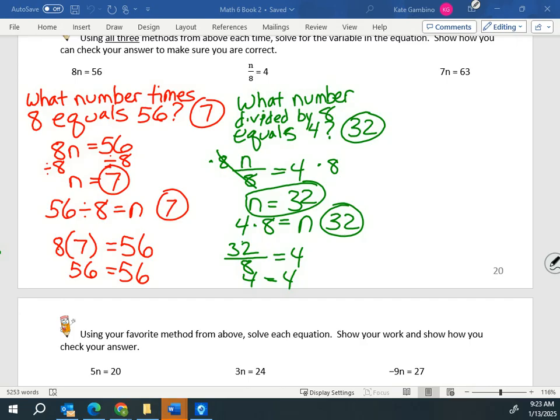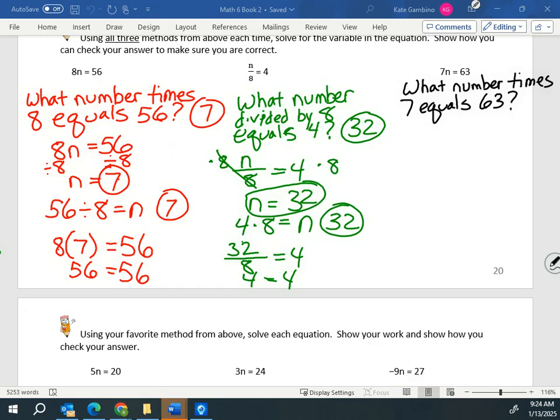Look at our last one. 7n equals 63. What question would I ask for this? What is my logical question? What do you think, Lexi? What number times 7 equals 63? And who knows their multiplication tables? What number times 7 would equal 63?